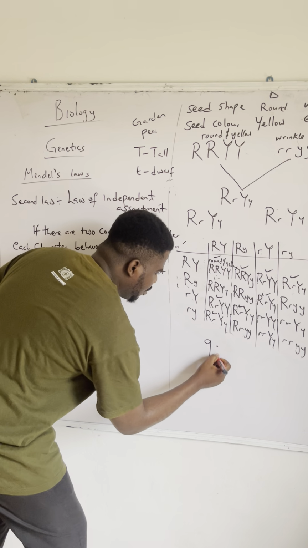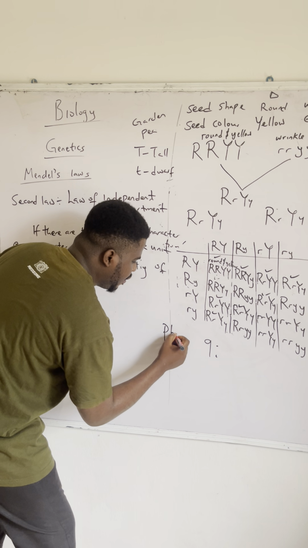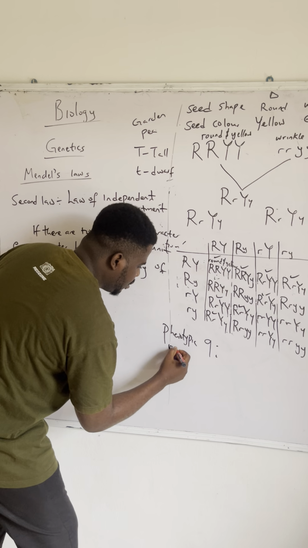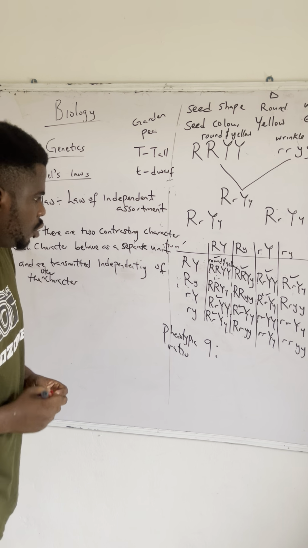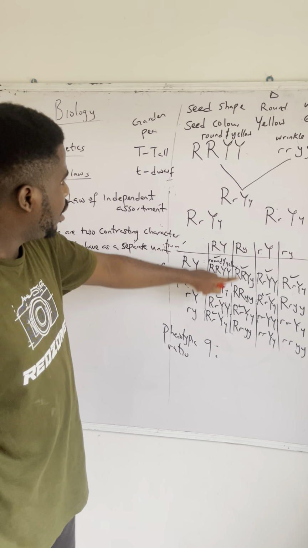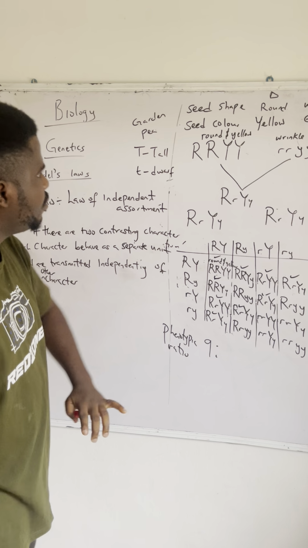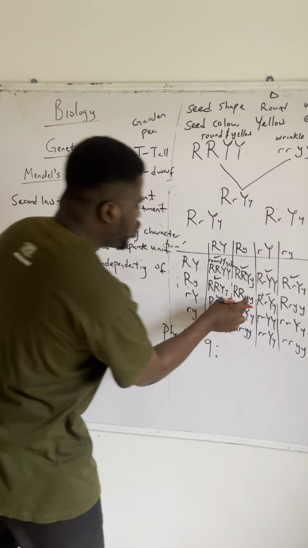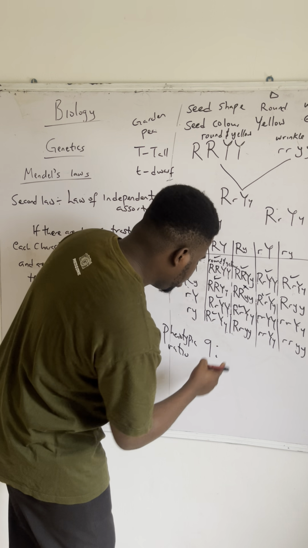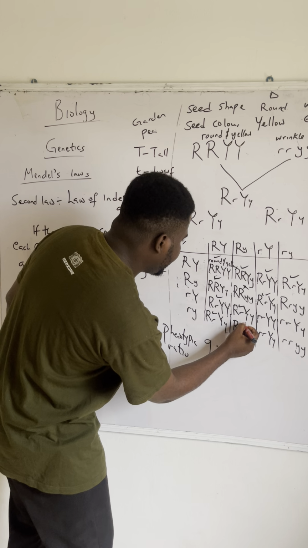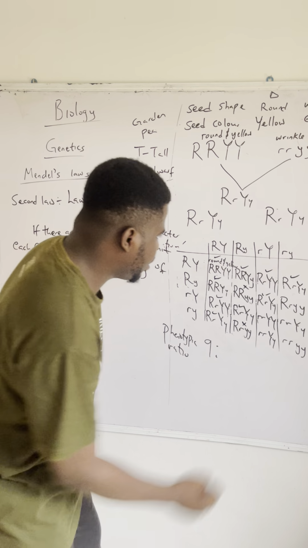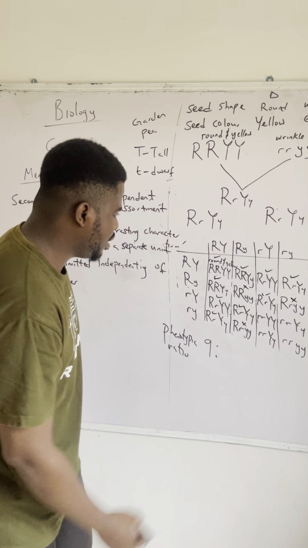So 9. I want to quickly do the phenotypic ratio. So okay, this is round and yellow. Now let's look at this. I want to look for round and green. So this one is green. Round and green. This is also round and green. I'm looking for round. Okay, and this one is also round and green too.